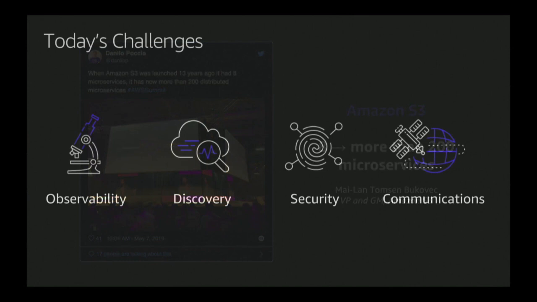Challenges: observability, discovery, security, communication. I think we are getting somewhere in terms of security and communication. Observability and discovery are still a pain point with most of the customers I'm talking to. How do you discover services at runtime, at design time? How do you trace, how do you observe? What is observability? By the way, I will spend a bit more time on that one.